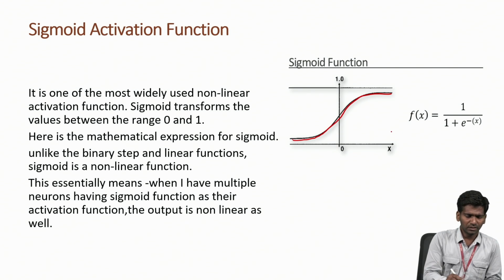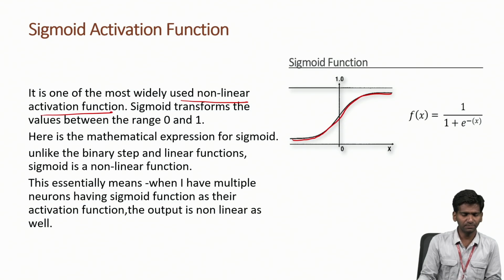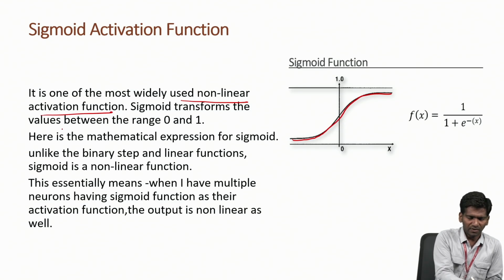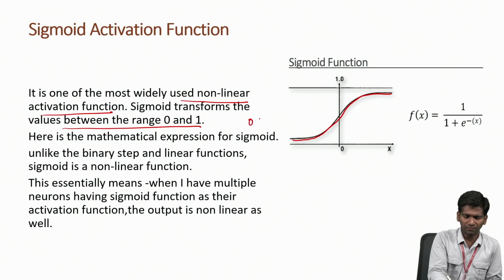If you look at some important points related to the sigmoid activation function, it is widely used. It is one of the most widely used non-linear activation functions. Sigmoid transforms the values between 0 and 1. So if you want values between 0 and 1, then sigmoid is a better choice.